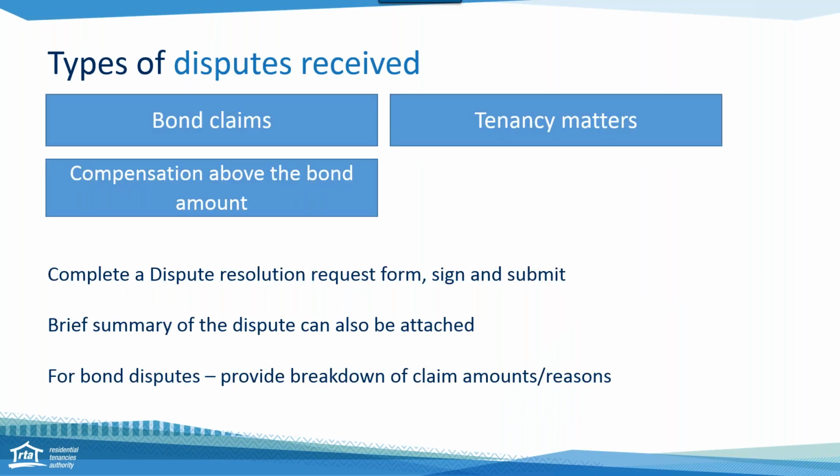The RTA offers free dispute resolution service for landlords, owners, providers and tenants and agents and residents to access. So last financial year, the RTA received over 29,000 disputes and 52% of those disputes were bond-related matters. The other matters that we receive are tenancy matters, and that's probably during the tenancy. And also too, we also see claims for compensation above the bond amount.